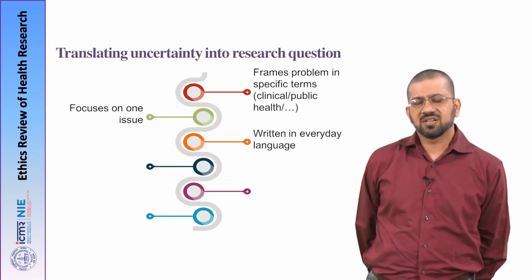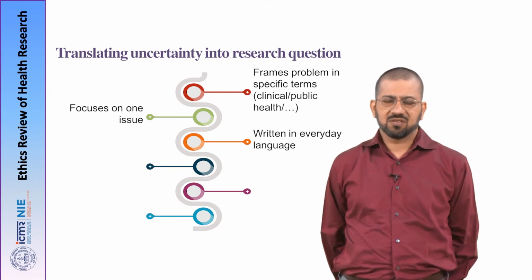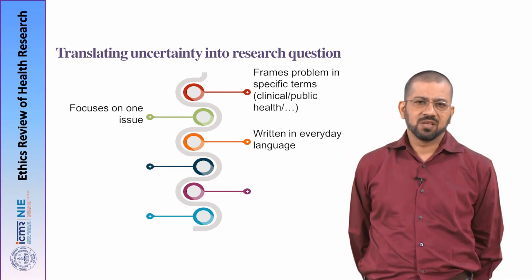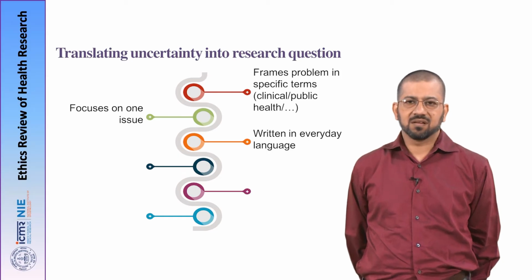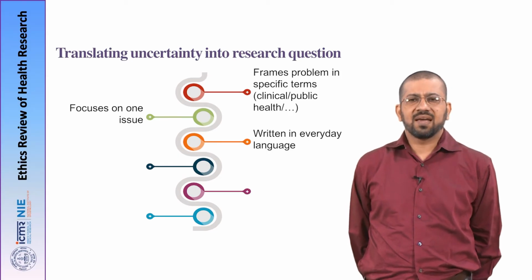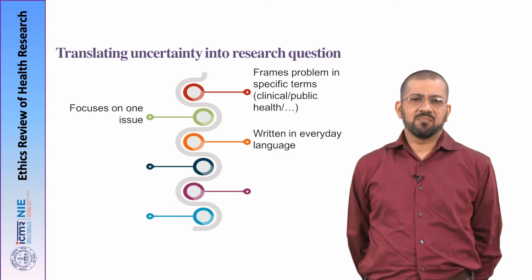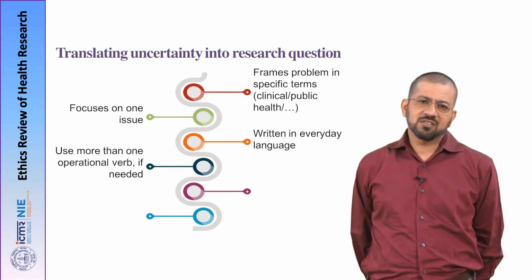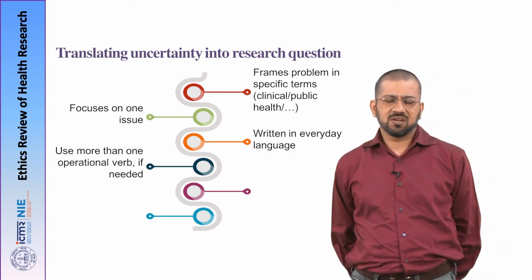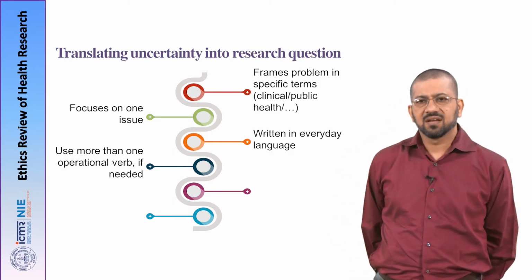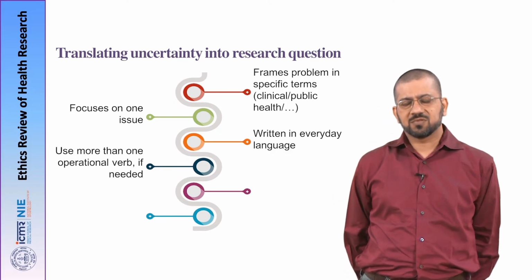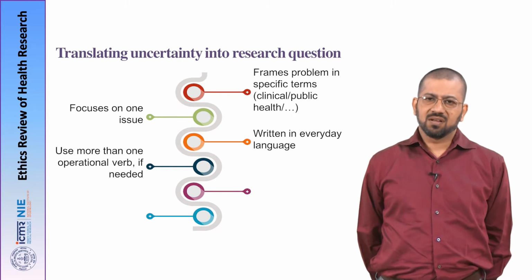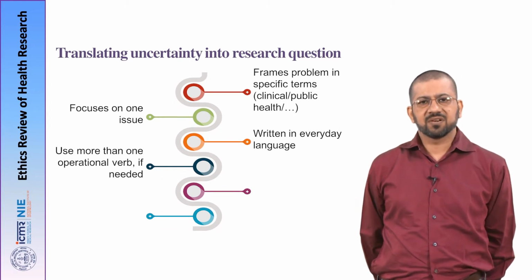Again, the research question needs to be written in everyday language. For example, what is the burden of a specific health problem in the specified study population? Why do certain people behave in a certain way, and so on and so forth. A research question can use more than one operational verb if needed, but it is always good practice to stick to one operational verb in one research question, and if more is needed, then that can go into separate research questions.